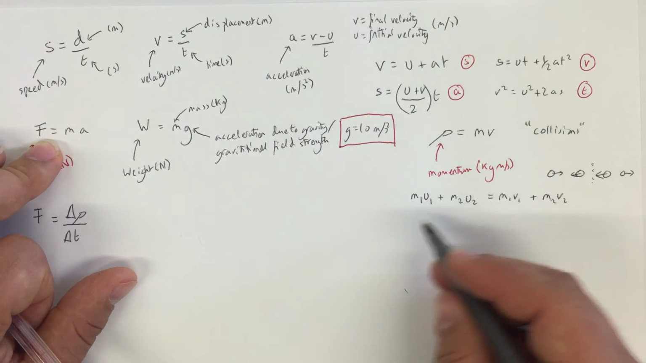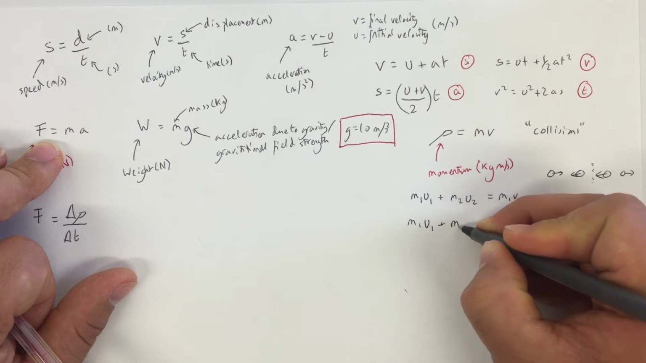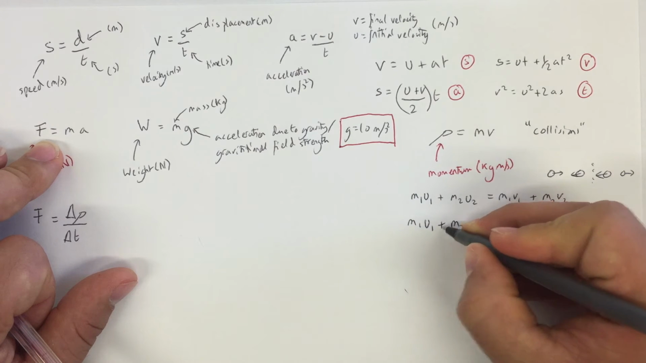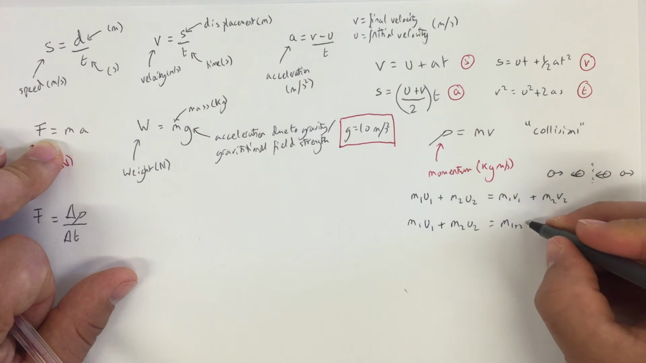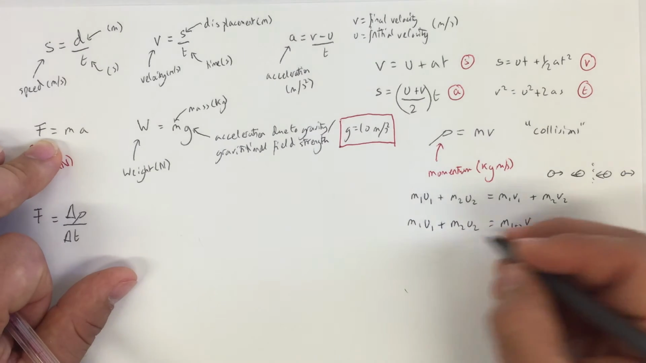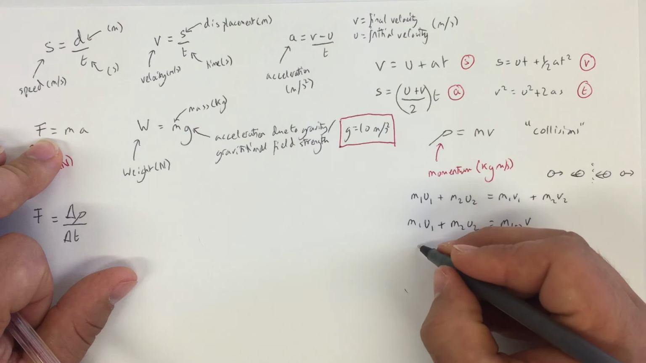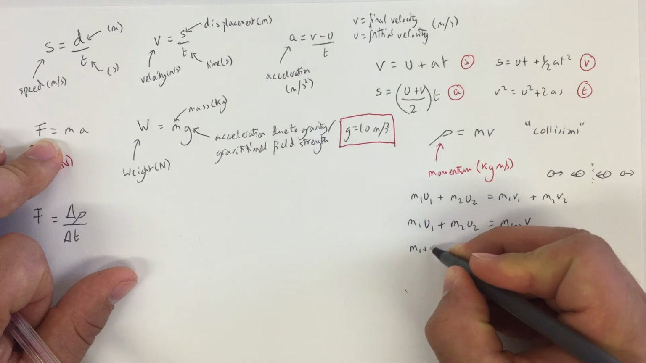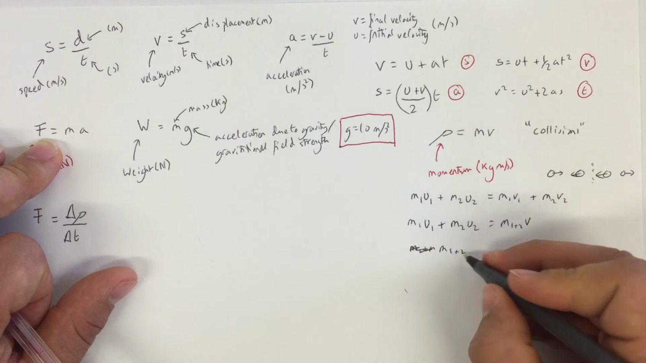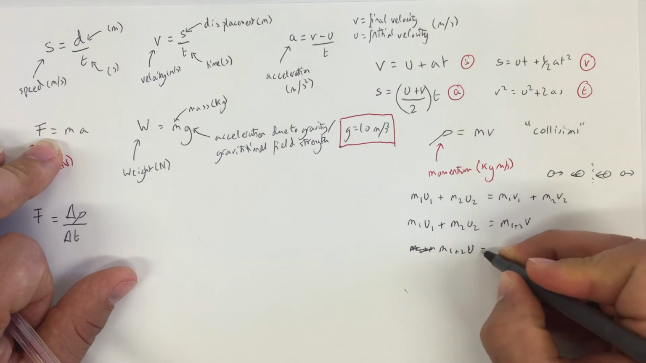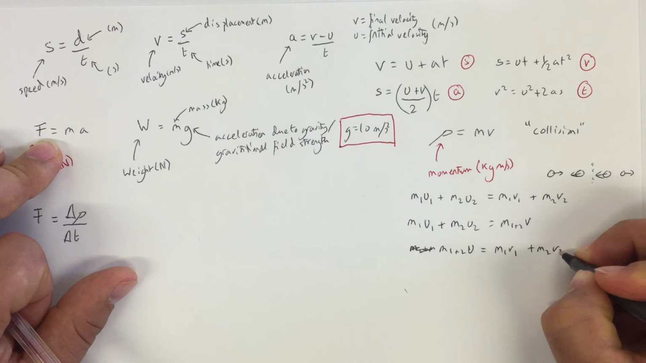Another situation that I can have is when they stick together. So then I'm going to have m1u1 plus m2u2 will equal m1 plus m2 times v, because when they stick together their masses will add together, and v is the final speed. And I can have that process in reverse, which is when I have an explosion taking place. So then it will be m1 and m2 added together, times u, whatever the starting speed is, equals m1v1 plus m2v2.